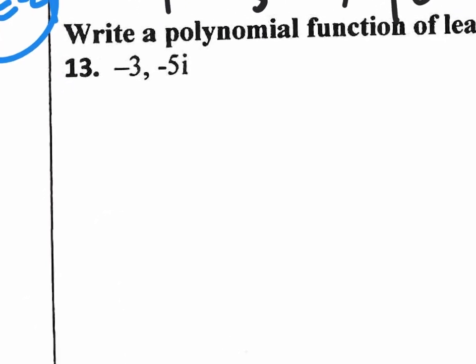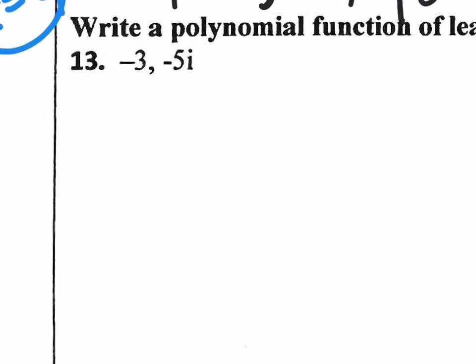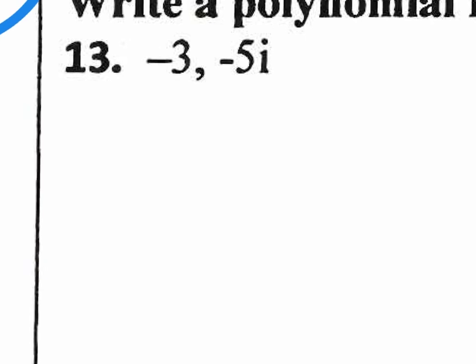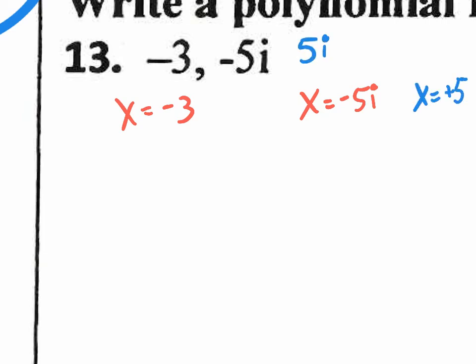These are fun. Write a polynomial function given those answers. So those are answers. So what I recommend, guys, is writing down the answer x equals negative 3. And then also writing down the answer x equals negative 5i. And the theorem that we learned yesterday, the complex conjugate theorem, says that if negative 5i is an answer, there's also another answer. What's the other answer? Positive 5i. So you're going to put also x equals positive 5i.